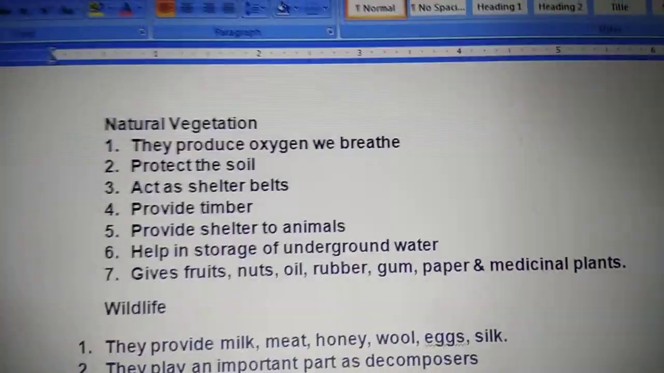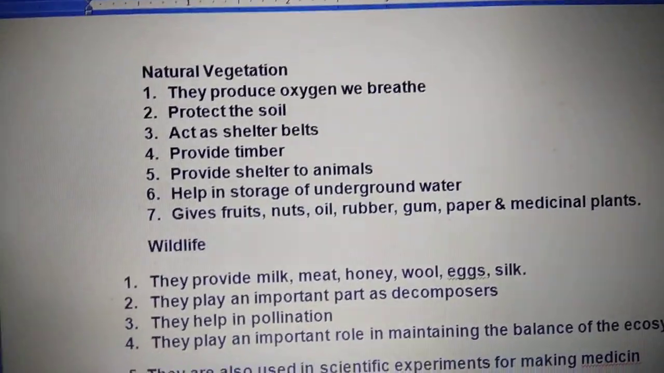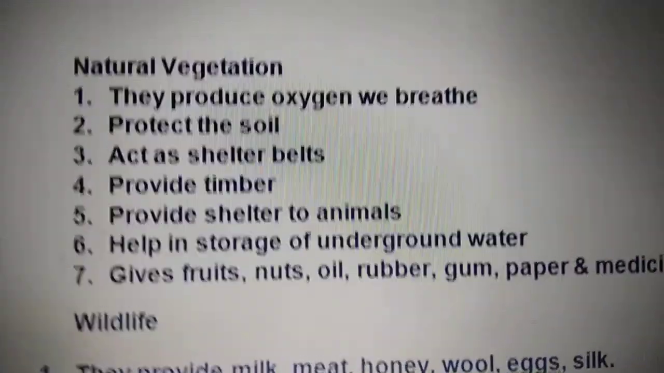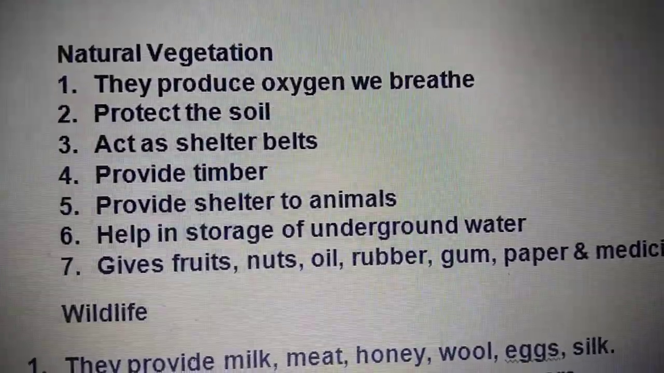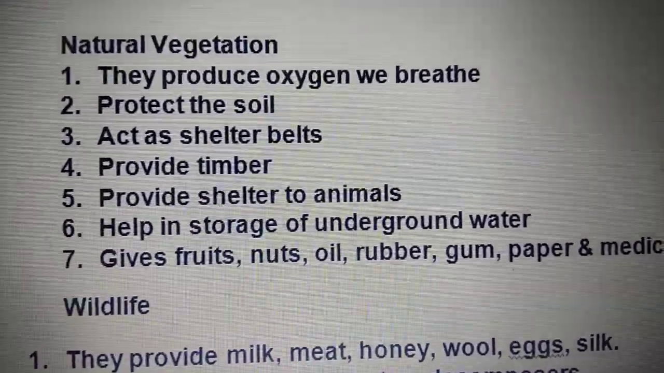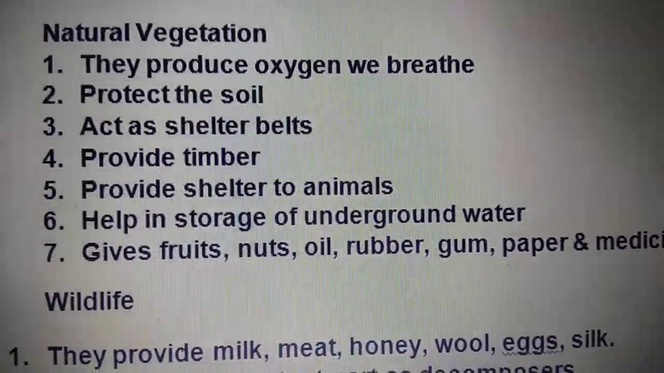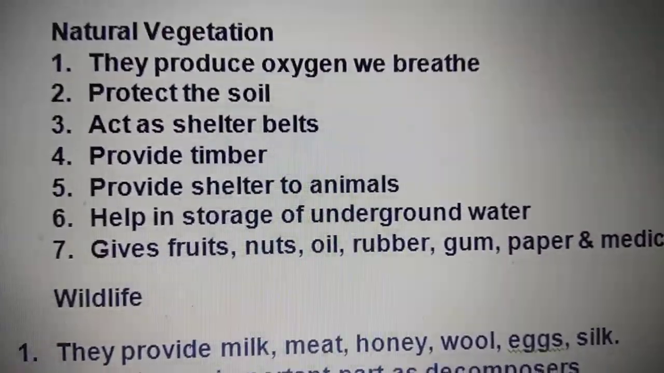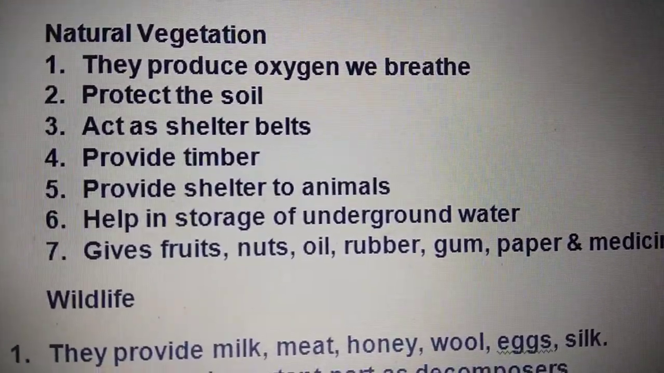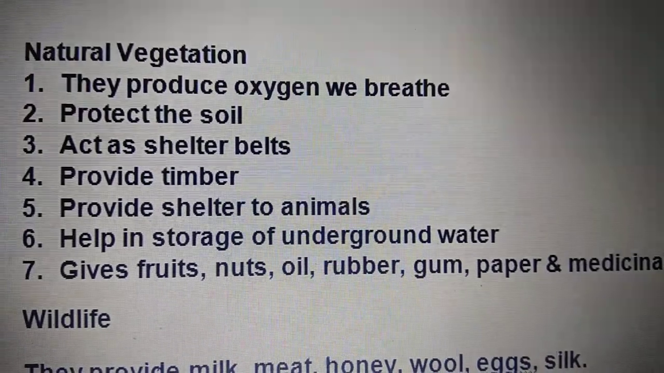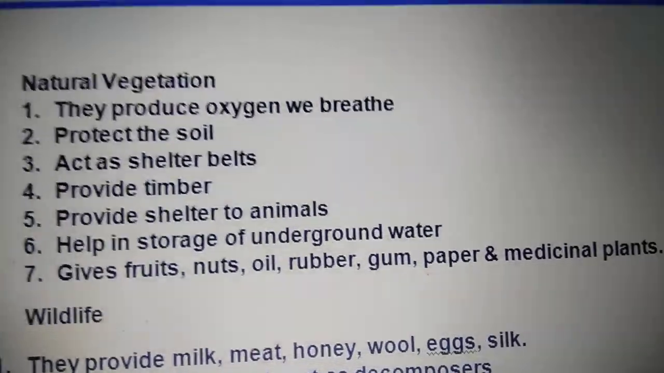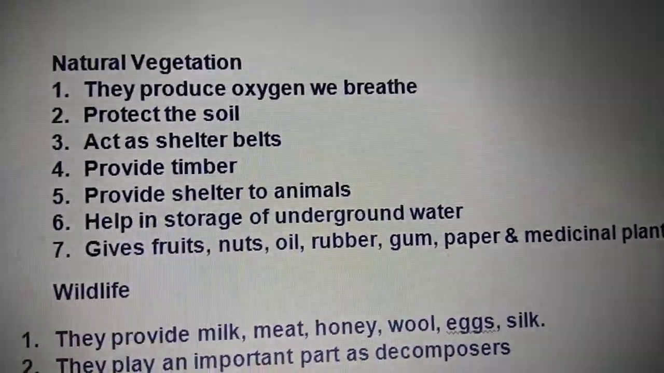Got it? Children, let us see the importance of natural vegetation and wildlife. So what do the natural vegetation, why is it important? Yes, you can see they produce oxygen which we breathe. Yes, then they protect the soil, they act as shelter belts, they give shelter to animals, then it helps in storage of underground water, it provides timber. Yes, then it gives fruits, nuts, oil, rubber, gum, paper, and medicinal plants. So you see that how essential natural vegetation is.